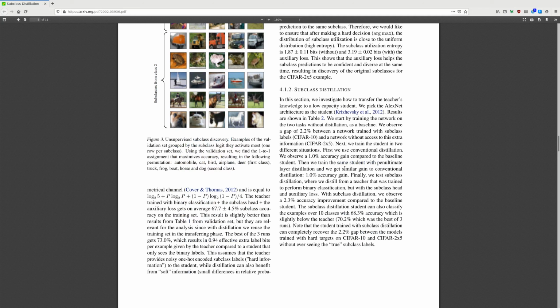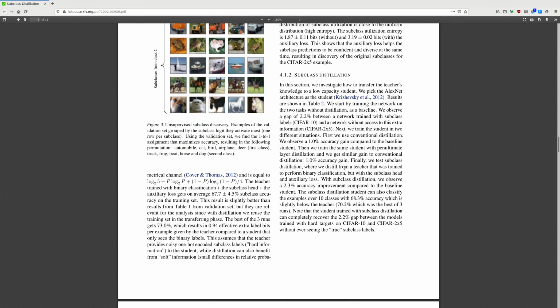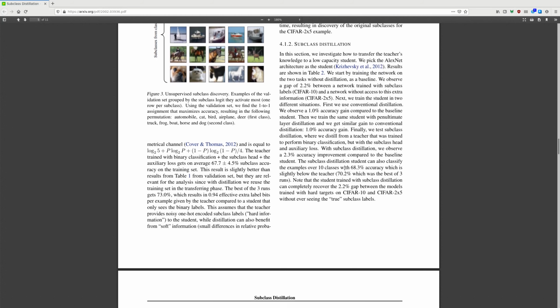Subclass distillation. In this section, we investigate how to transfer the teacher's knowledge to a low capacity student. With pick XNA distillation, we observe a gap of 2.2%.